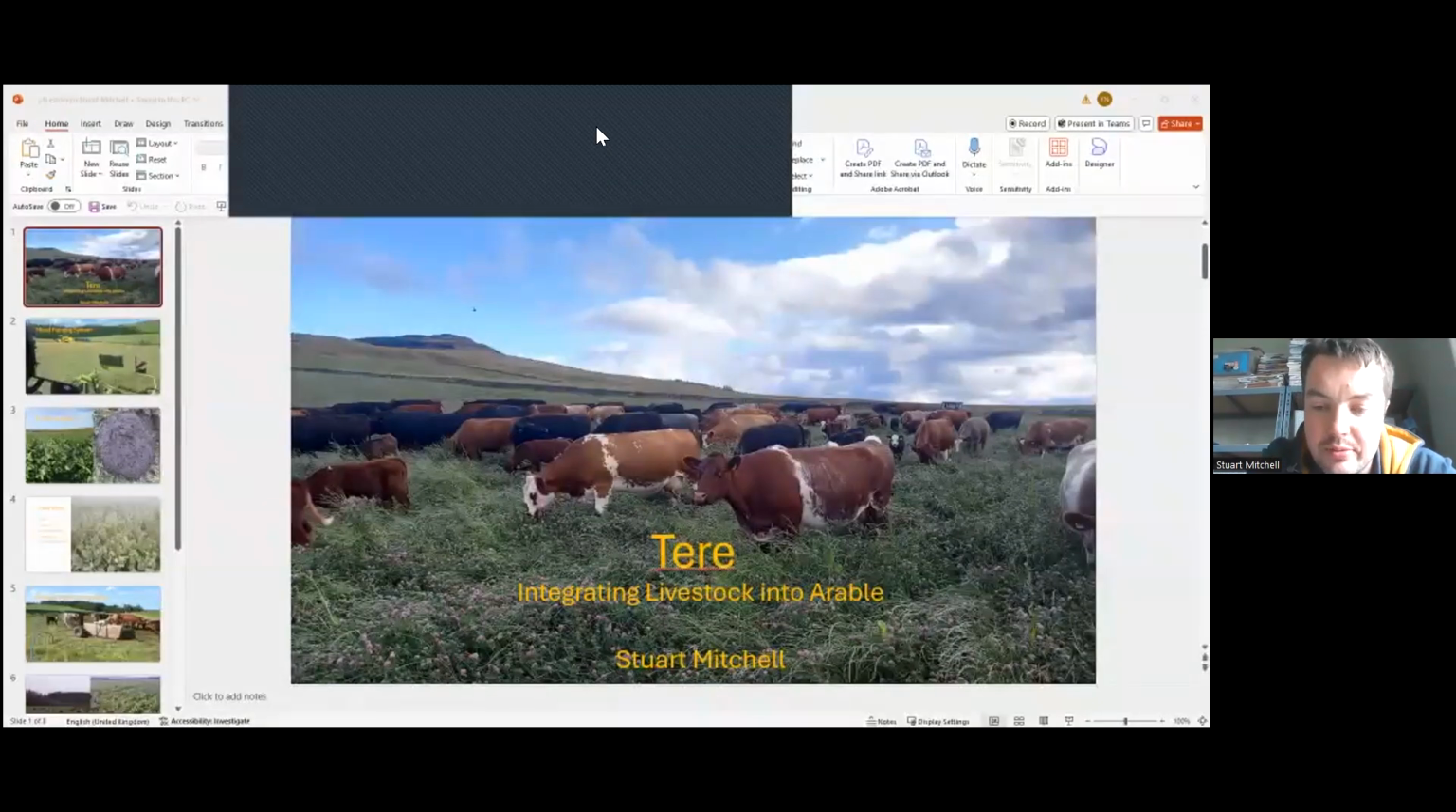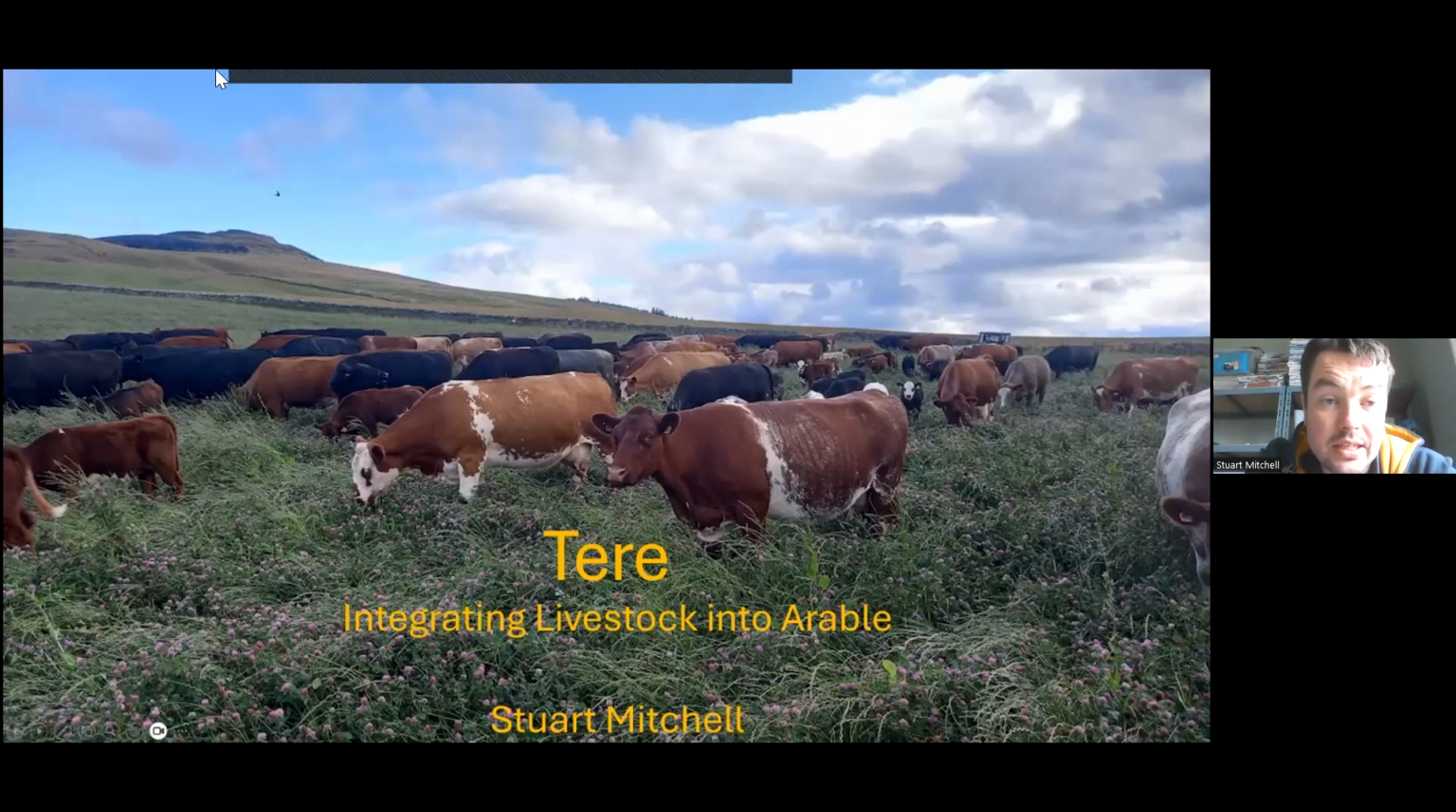Right, thank you very much. I'm a bit nervous with all these participants on here, but here we go. I'm Stuart Mitchell. I'm on a family farm in the south of Scotland. We've got 1,000 acres or 442 hectares. It's a beef, venison, and arable farm. We've got 140 suckler cows, 330 red deer, and 50 hectares of arable.